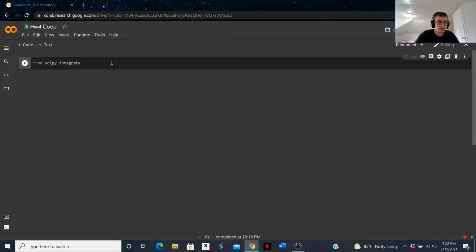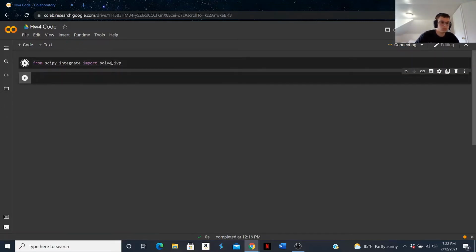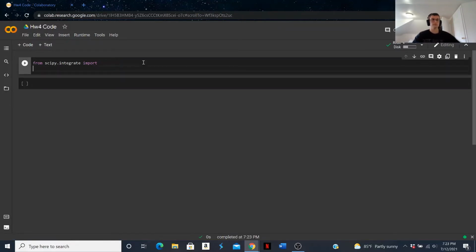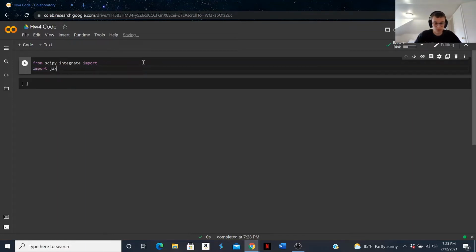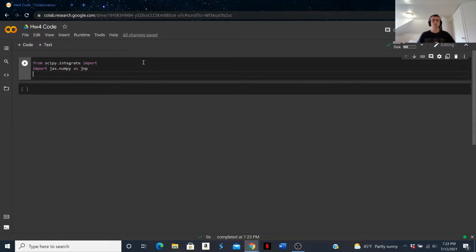It's from SciPy integrate, import, I believe solve IVP. Okay. And now we're gonna import Jax numpy as JNP. This gives us just a number of different functions. I believe most importantly for this one we need Jax numpy array. Or Jax.